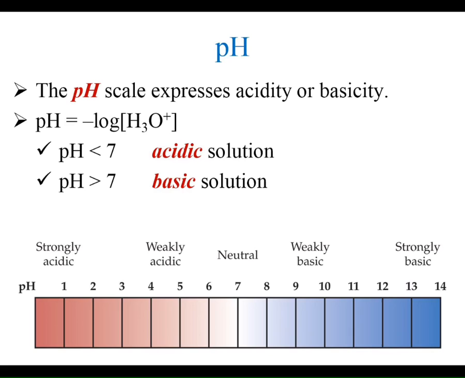So our scale basically goes from 0 to 14. So 7 is neutral. From 0 to 7, that's considered acid. From 7 to 14, that's considered basic. Okay?